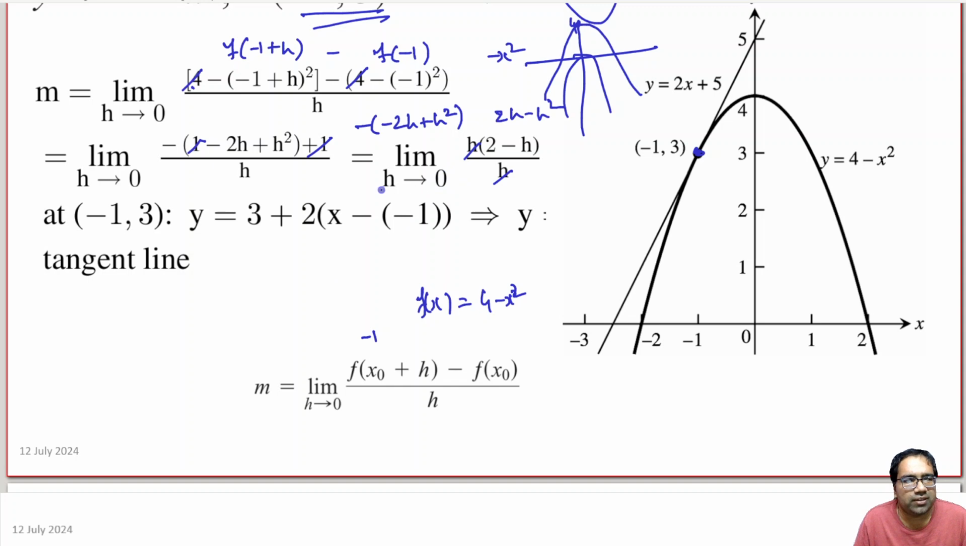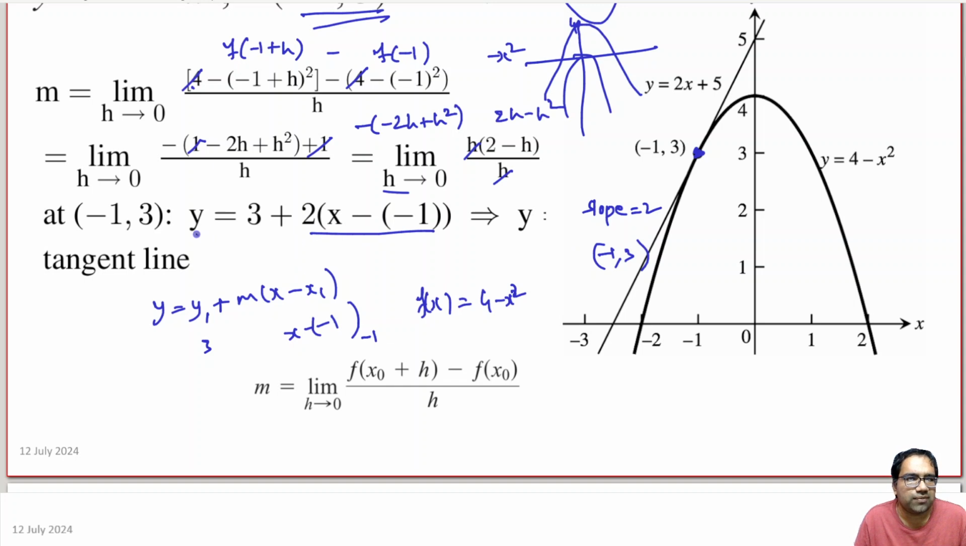So what is left? When h tends to 0, the slope is actually equal to 2. So basically at this point, the slope is 2. And this line is passing through minus 1, comma 3. So what is the equation of the straight line? y equals y1 plus m into x minus x1. We know y1 is 3 and x1 is minus 1. m, the slope, is 2.